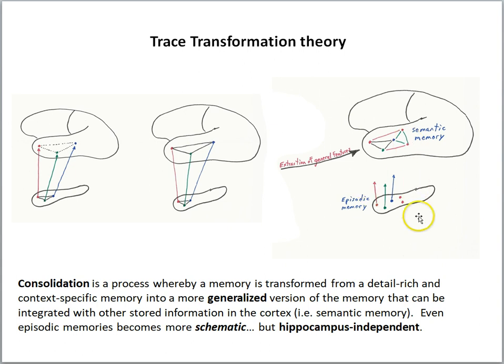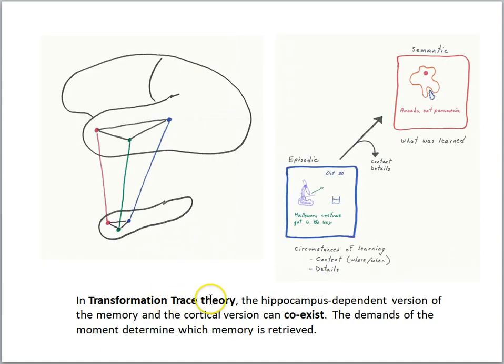We can have access to detailed and vivid and context-specific episodic memories, but we can also have a more generalized version of that memory that we have integrated into the semantic memory system. It's the semantic memory, though, that is hippocampal independent. On the trace transformation theory, we will always need the hippocampal system to retrieve detailed episodic memories. In trace transformation theory, the hippocampus-dependent version of the memory and the cortical version can coexist. The demands of the moment determine which memory is retrieved.